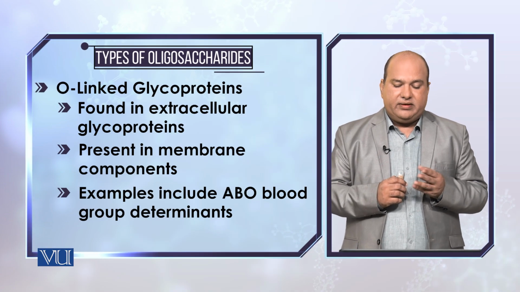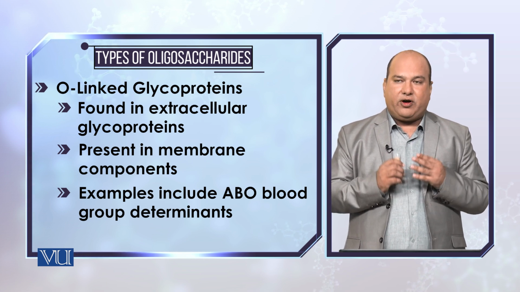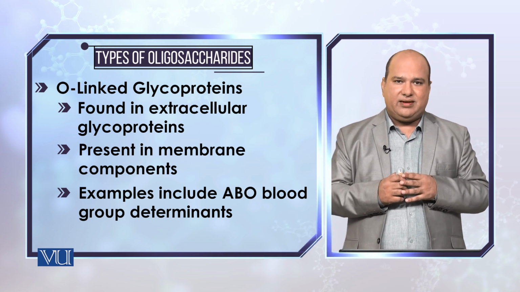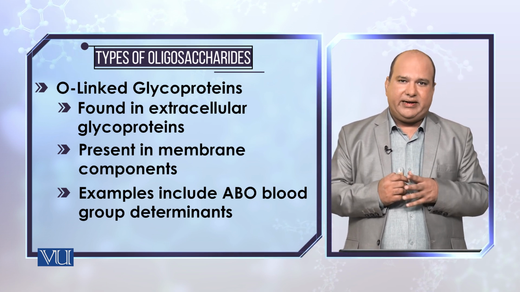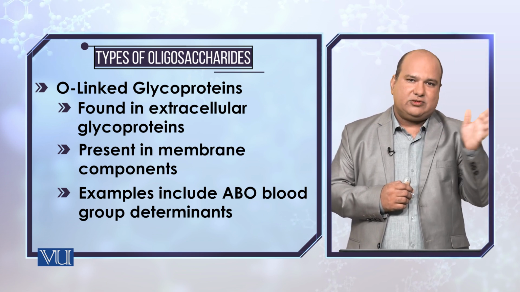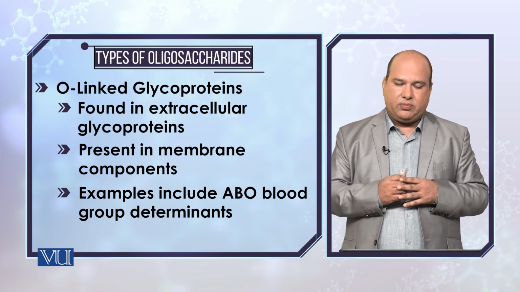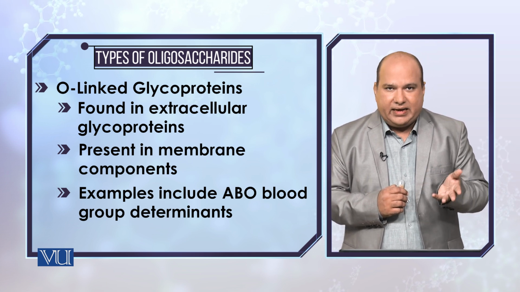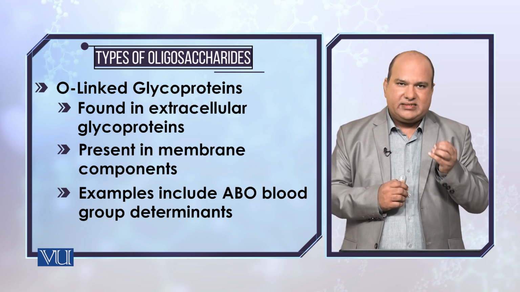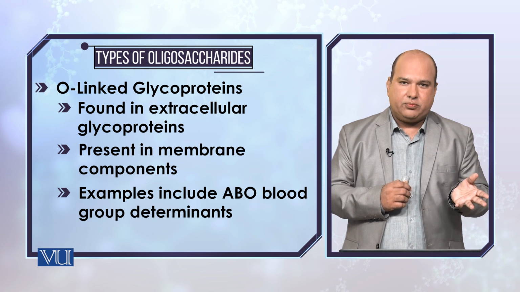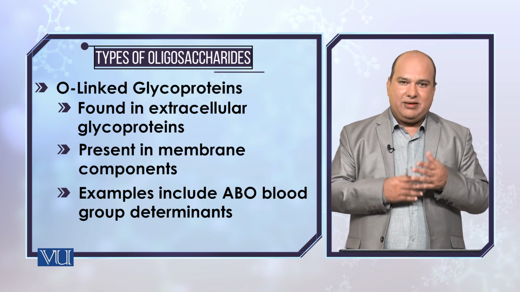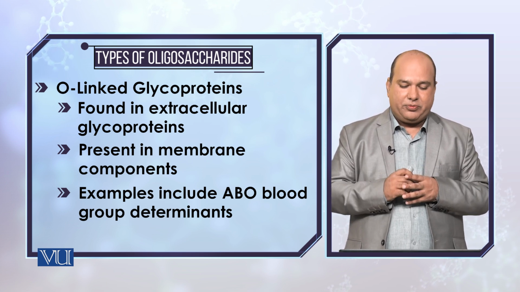The O-linked glycoproteins are found in the extracellular glycoproteins. Extracellular means which are present outside of the cell, either in the ECM or which are embedded into the plasma membrane and their face is towards the outside of the cell membrane, not towards the cytoplasm. Present, as I just mentioned, in the membrane components, and one of the major examples is what you found in the ABO blood group. Actually, very much the ABO blood grouping. This classification is based upon the glycoproteins.